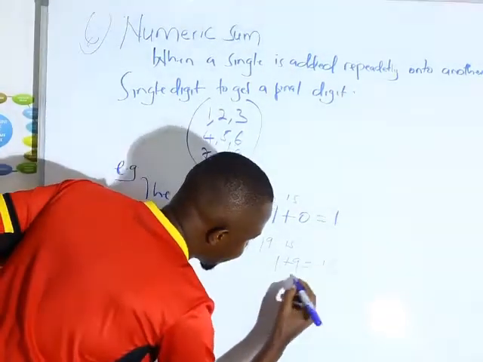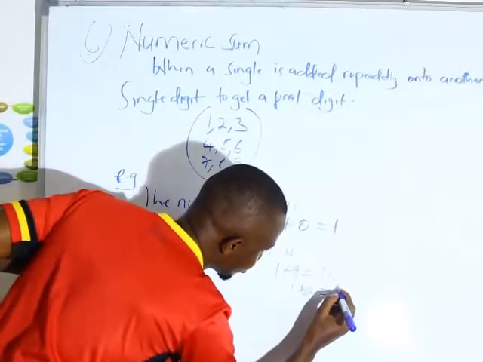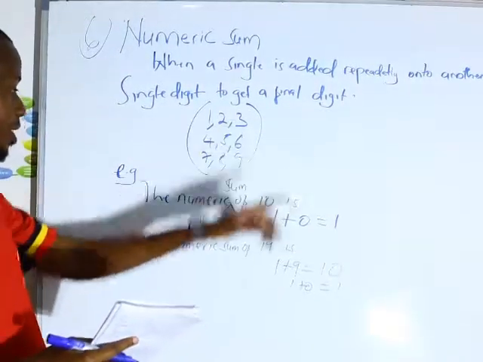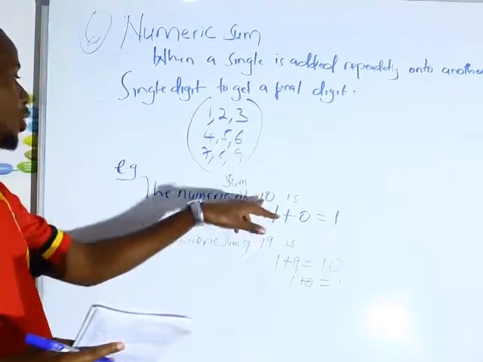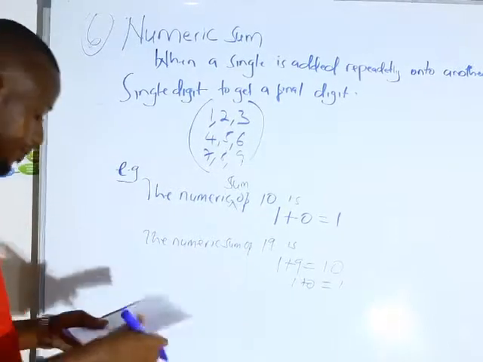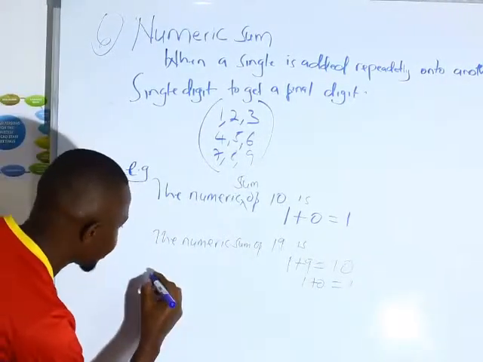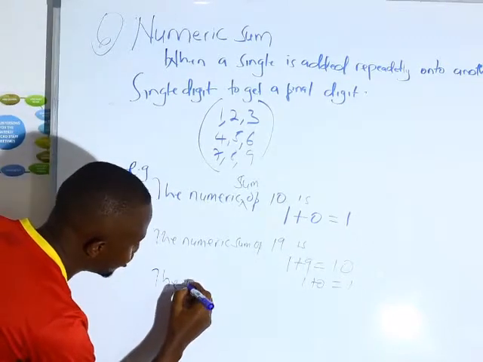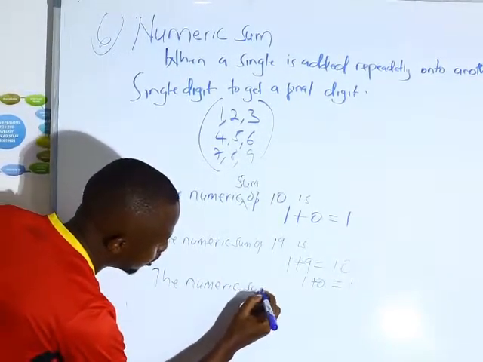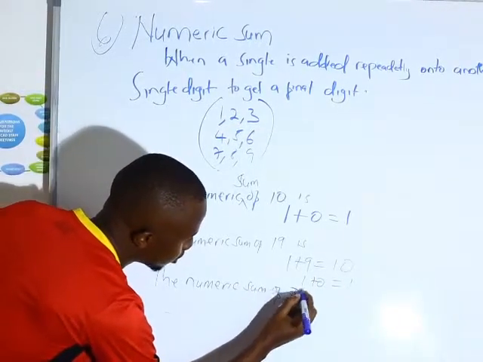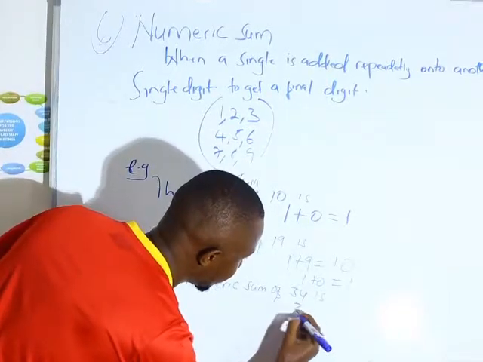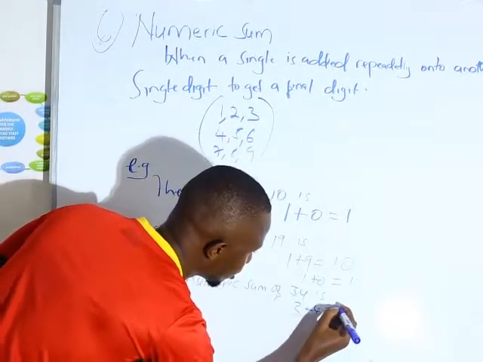So this is 1 plus 0, which gives us 1. So this one already shows that, as we will see in the future, 19 corresponds to 10, since they have the same numeric sum. So let us try a different number. The numeric sum of 34 is 3 plus 4, which equals 7.